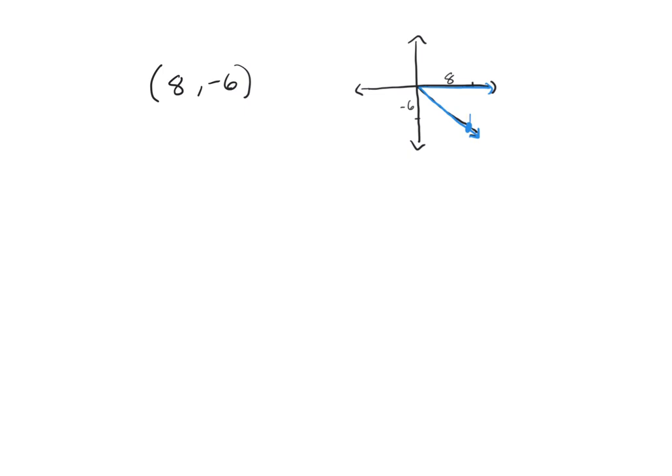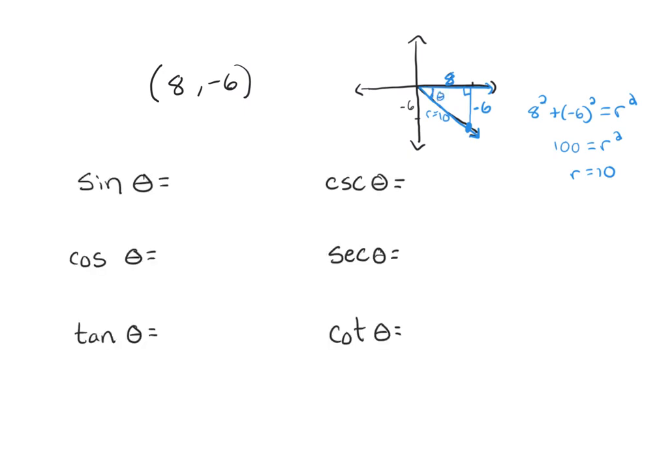So now I want you to think of this triangle. So it has 8 here, and then -6 here. I've got the right angle here. So we need to find the hypotenuse, this r value, by doing Pythagorean theorem. So 8 squared plus -6 squared equals r squared. And you should get r equals 10. And then here is our theta. And our goal is to use all that information to write the value of all of these trig functions.